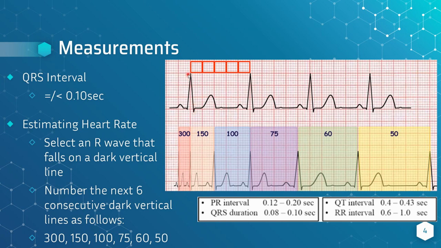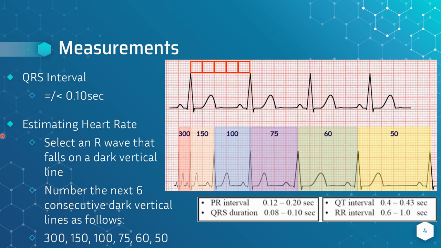Now, if you want to look at estimating the heart rate, what you do is you line up the R on a vertical solid line here. So these solid red lines. And if the rhythm is regular, then you number the next 6 vertical lines, and whatever the next R wave falls under, that would be your rate. So going from here to right here, we do 300, 150, 100, 75, and 60. So this rhythm would be 60 beats per minute.